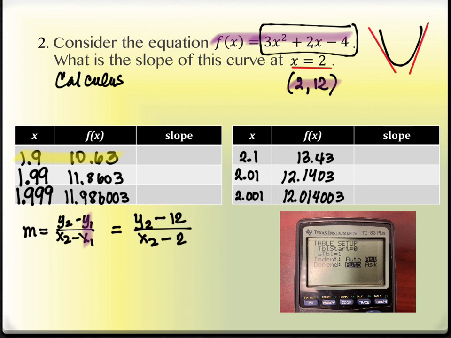So back in the regular screen in your calculator, be careful with some parentheses depending on your operating system. You might need them, you might not. You're going to put in 10.63 minus 12 over 1.9 minus 2. So for example, in my calculator, because of the way mine shows up, I actually will have to put parentheses around it like this. Newer versions don't necessarily make you do that, but mine does.